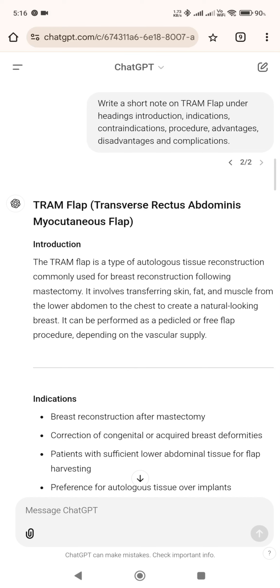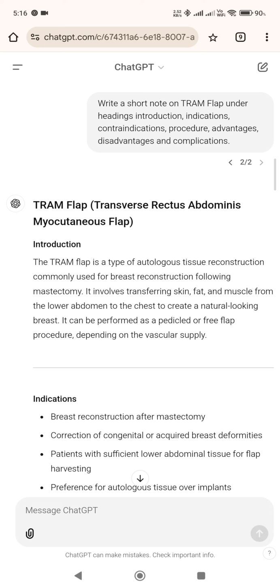TRAM flap, transverse rectus abdominis myocutaneous flap. Introduction. The TRAM flap is a type of autologous tissue reconstruction commonly used for breast reconstruction following mastectomy. It involves transferring skin, fat, and muscle from the lower abdomen to the chest to create a natural-looking breast.